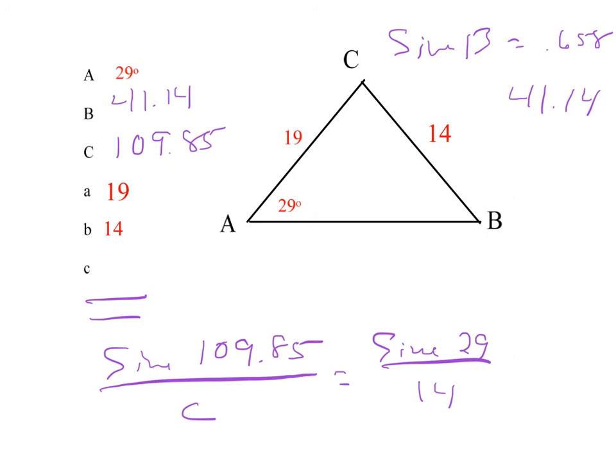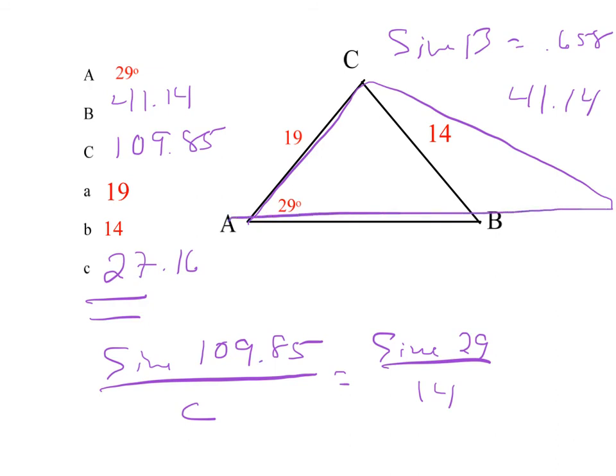All right, side C is 27.16. So that was one possible version of our triangle, and that would look something like this. It would be a very obtuse triangle where that side would go way down here like this, something like that. Okay, don't forget, I could have also swung this triangle so it looks like this. So we're going to do that in our next slide here.